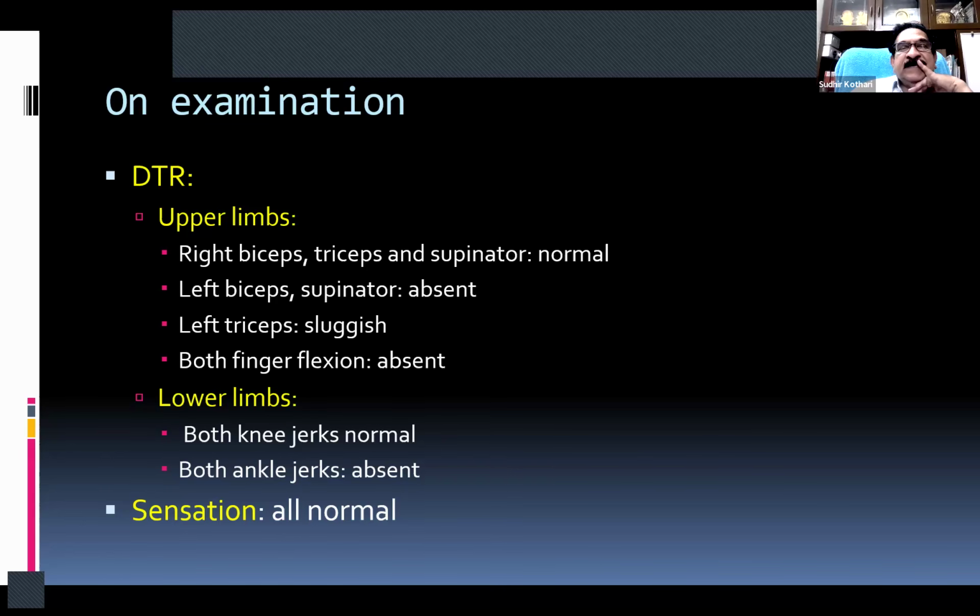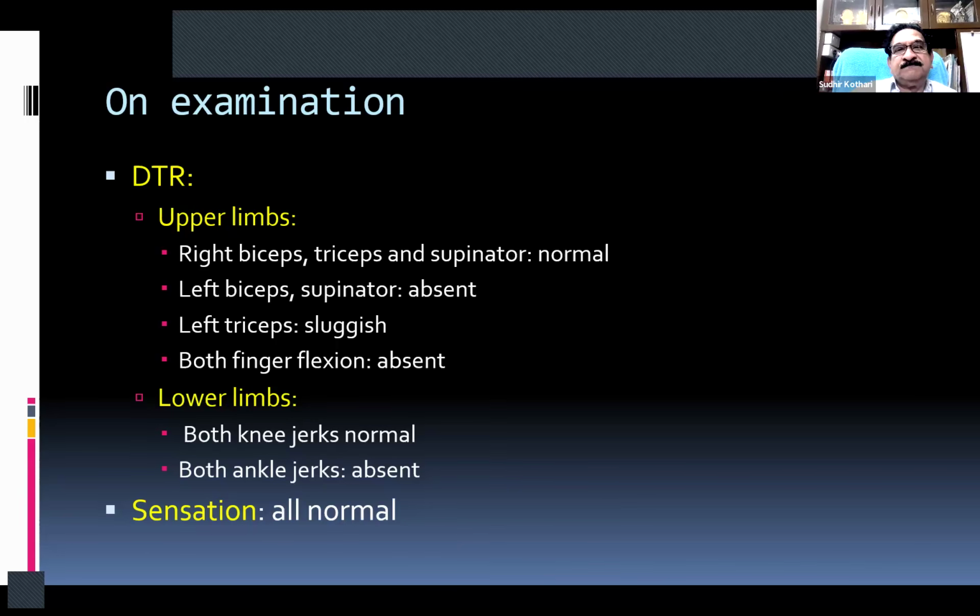Okay. Any difference of opinion? Upper trunk is only C5, C6. Here, triceps jerk is also diminished, just diminished, not absent. Triceps power is normal. There is a contribution of C7 to the triceps. Yes, C6 also contributes to the triceps. But more important is that the power is normal. Triceps power is normal.